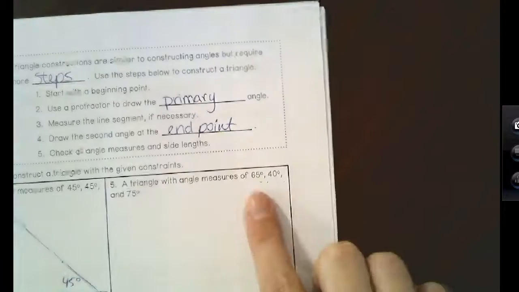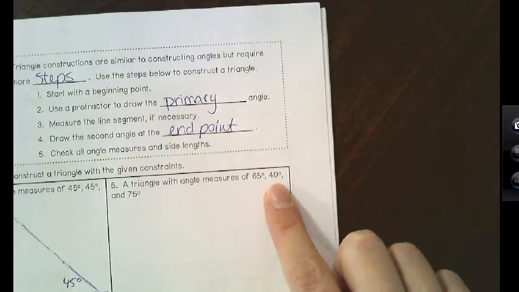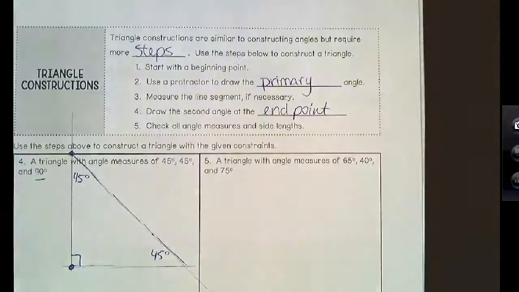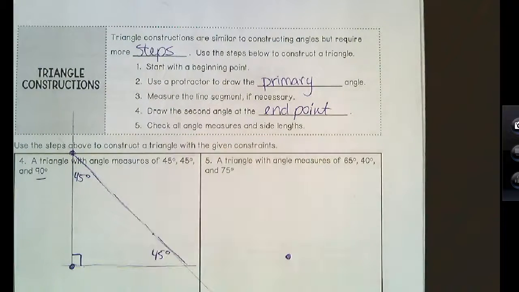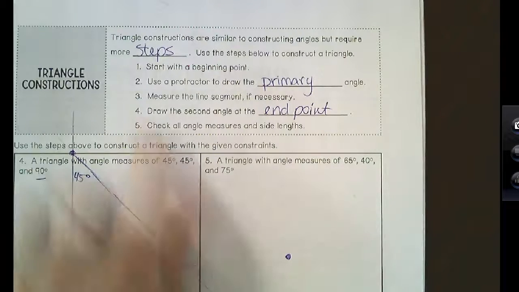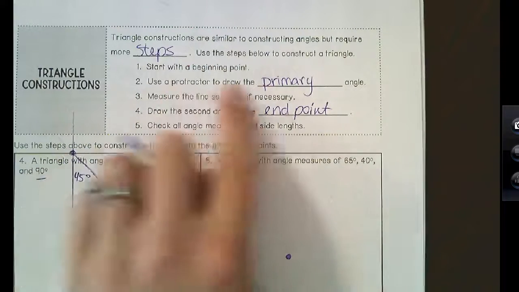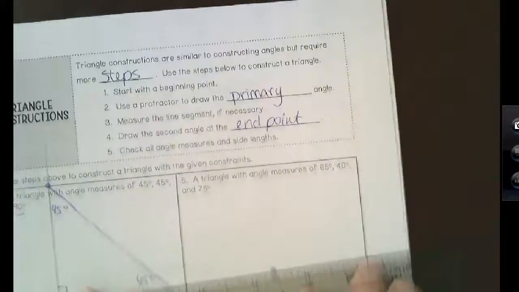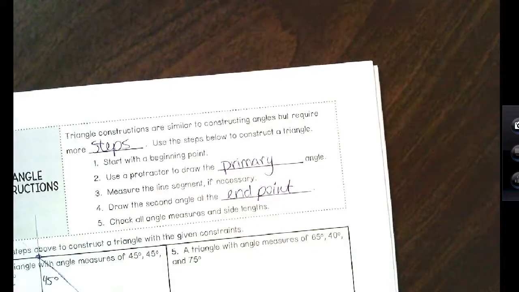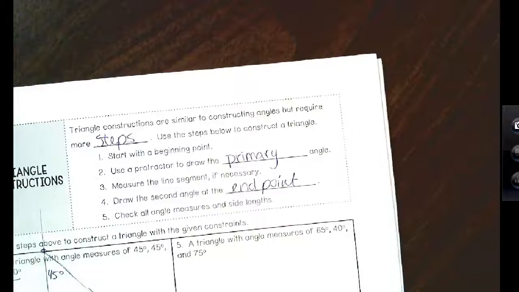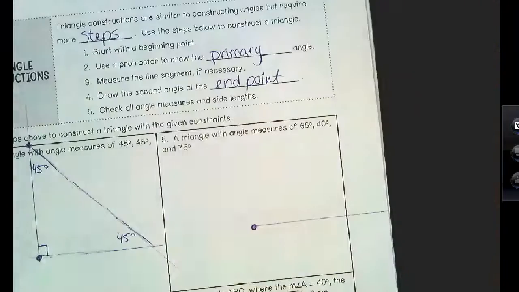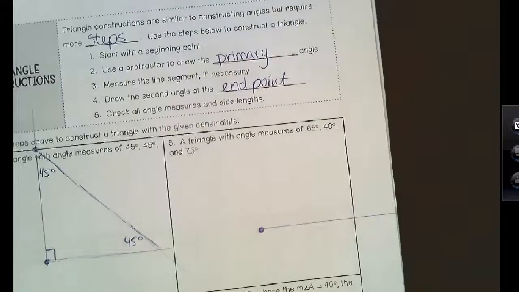So for question number 5, we have to draw a triangle with angle measures 65 degrees, 40 degrees, and 75 degrees. So step 1 is to start with the beginning point. So I'm going to go ahead and place a point here. And for step 2, we use that protractor to draw the primary angle. So I'm going to create a guideline for myself. And I'm going to start with my 75-degree angle first.